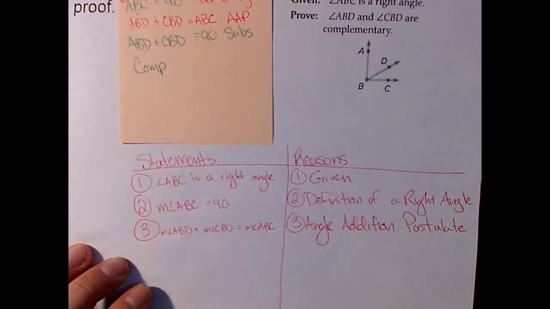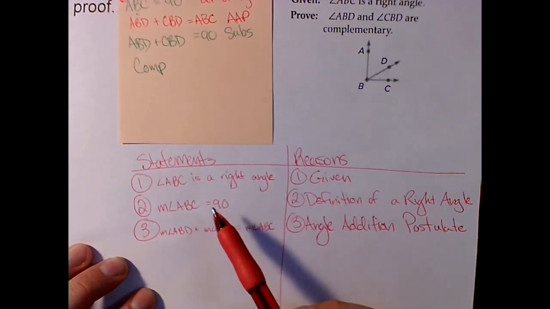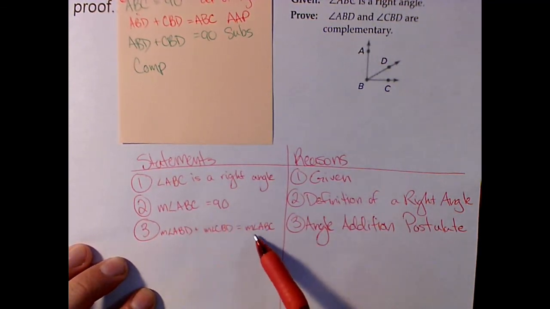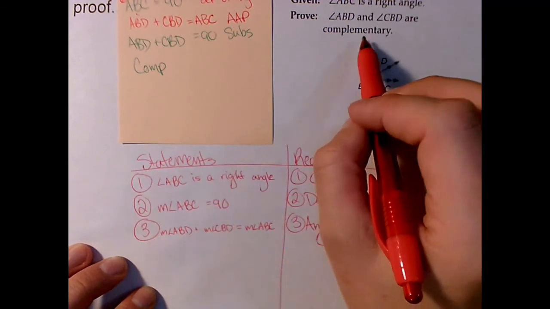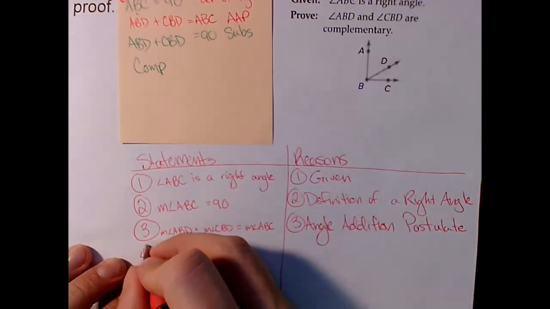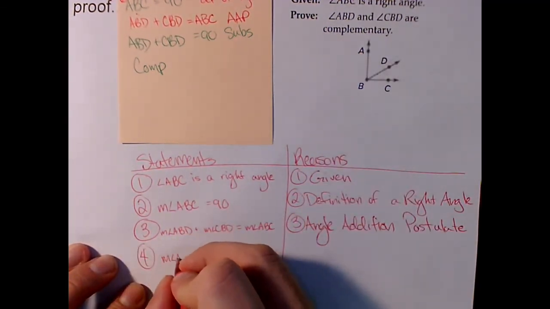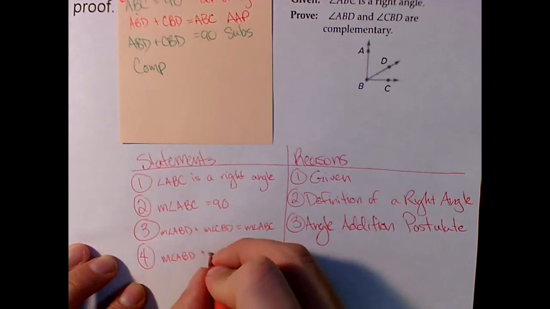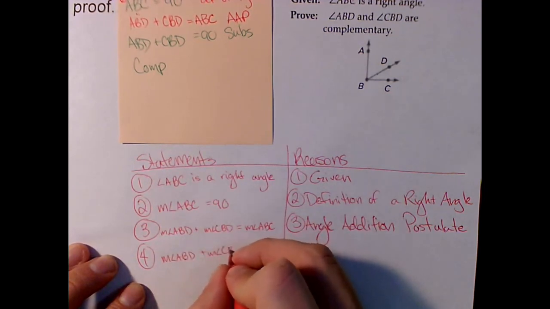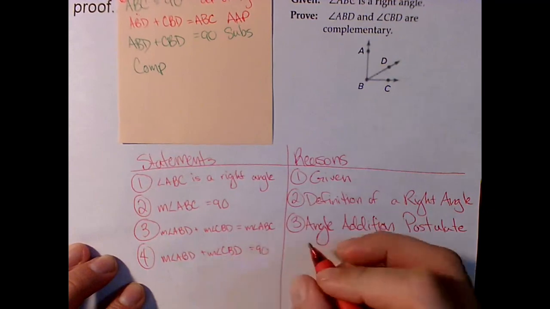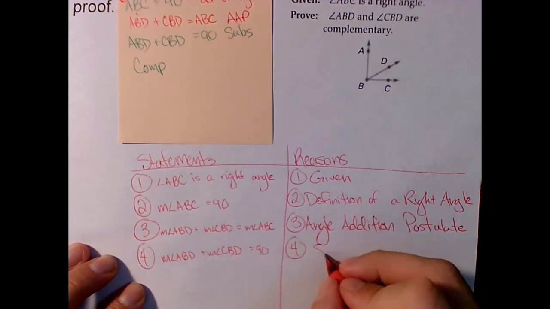Look at that. So if ABC is 90, then I'm just going to turn that ABC into 90 because that's going to help me figure that out. So step 4 was the measure of angle ABD plus the measure of angle CBD equals 90, and I did that using the substitution property.